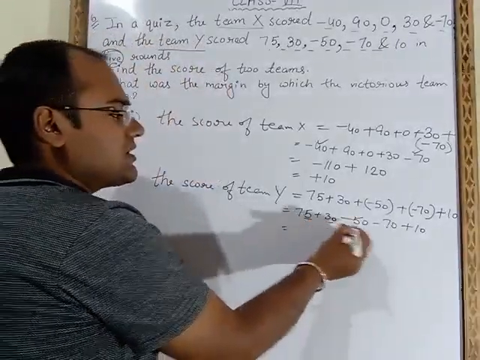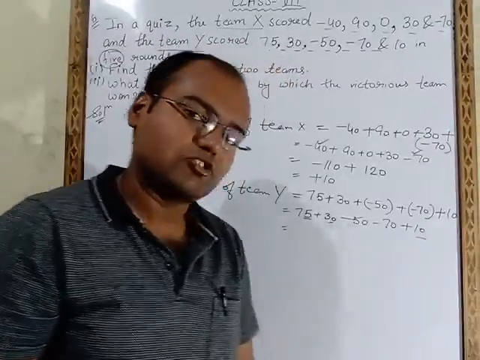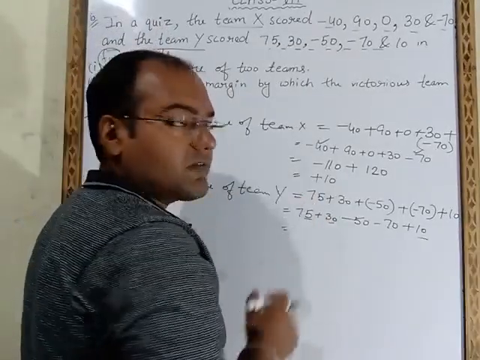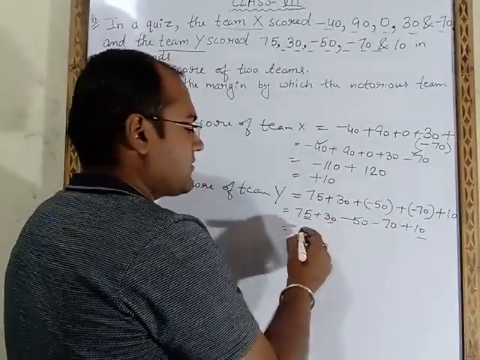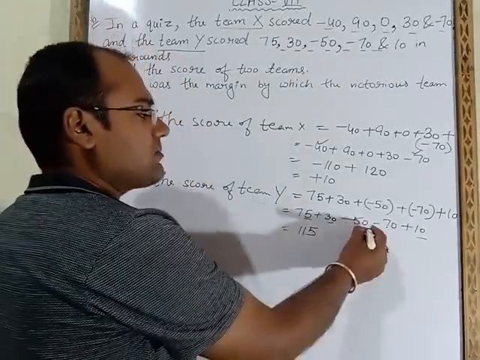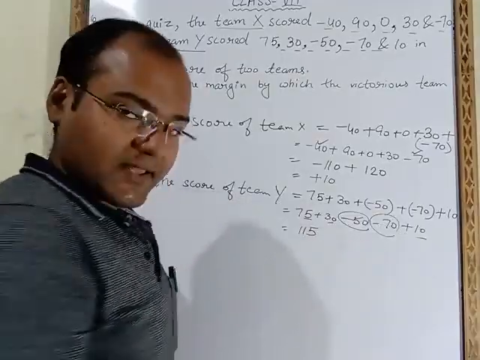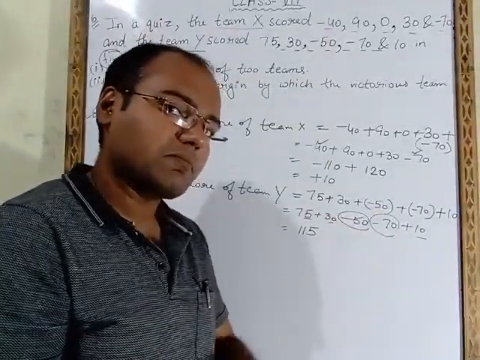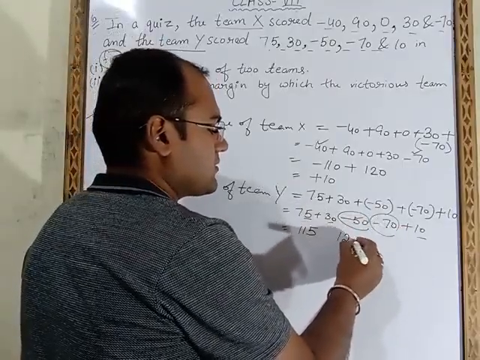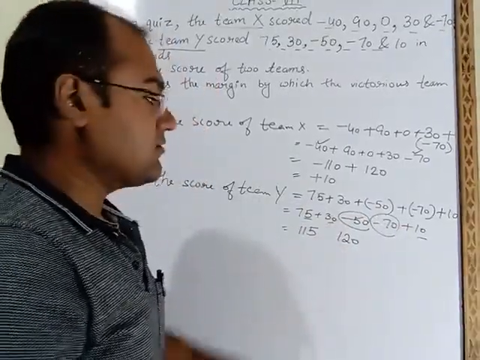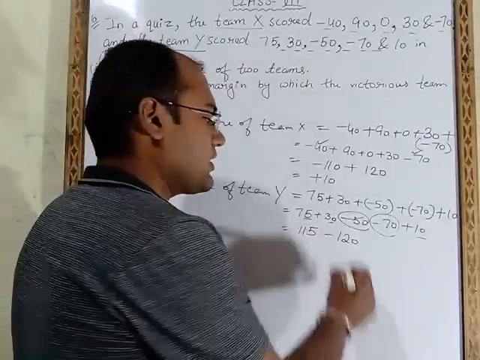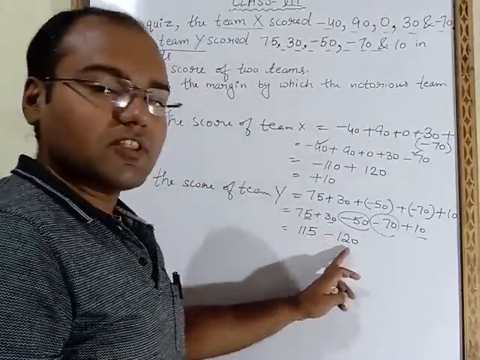Now these three numbers are having plus sign, so we will add these three numbers. 75 plus 30, answer will be 105, plus 10, 115. Now these two numbers are having minus sign. Minus and minus means plus, so we have to add these two also. 70 plus 50, 120. Which one is greater here? 70 is greater. 70 is having minus sign, so we will put here minus sign with 120.